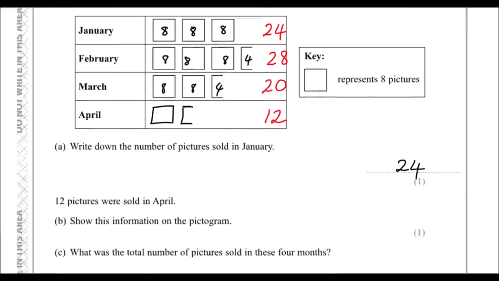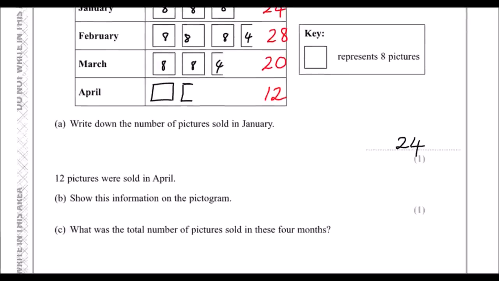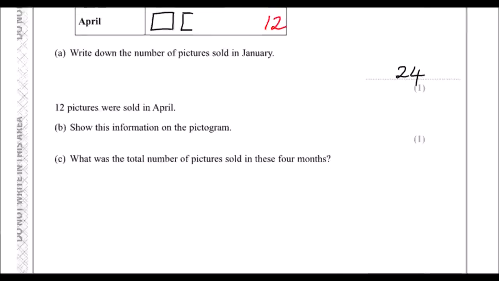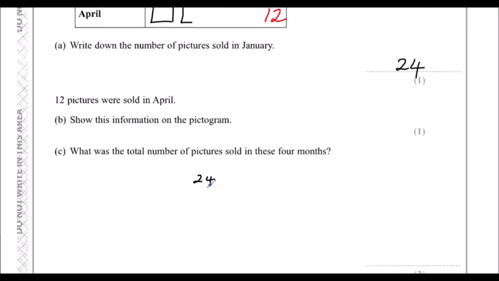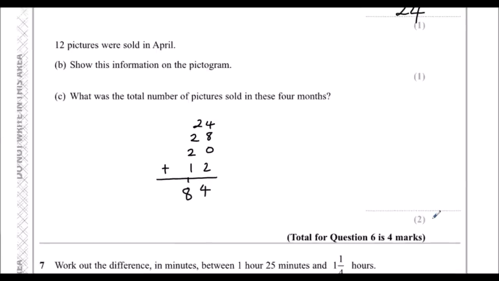So we need to add all of these together. So we've got 24, 28, 20, and 12. We'll add them all together. So the 1s, we've got 2 and 8 make 10, plus 4 is 14. So 4 in the 1s, carry 1 over. And then we've got 2, 4, 6, 7, 8. So 84 pictures.